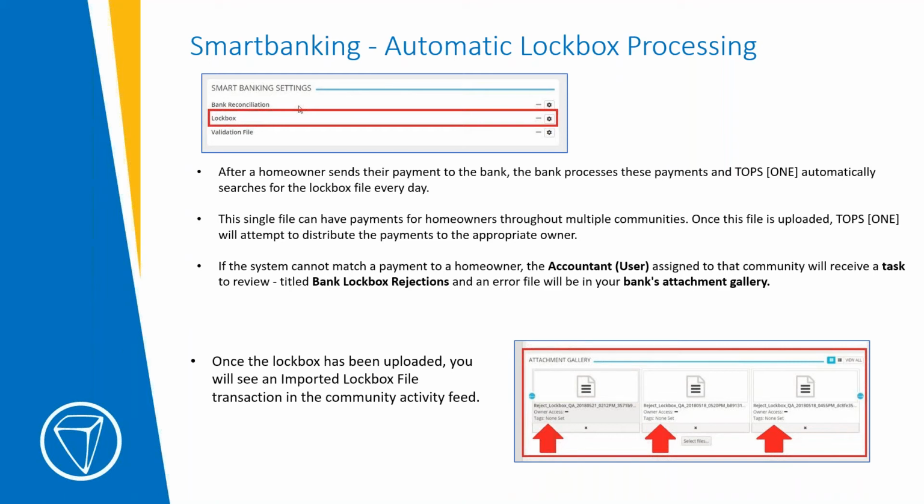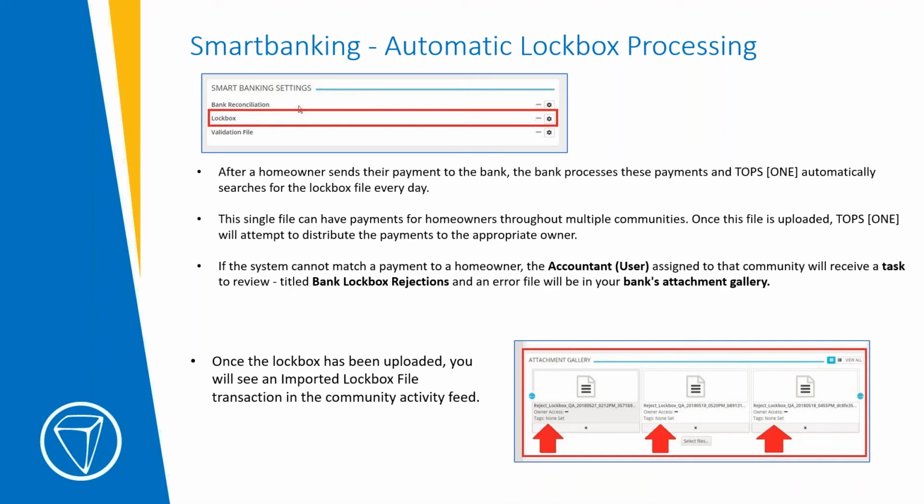If the system cannot match a payment to a homeowner, the accountant, which is the user assigned to that community. Now you have a property manager assigned to the community and an accountant. You will need to set up that accountant user on the community homepage. So if you're looking at your community homepage at the top right, you'll see the spot that says accountant. If you edit the community, you can assign that accountant a user, and it has to be a user in TOPS1.